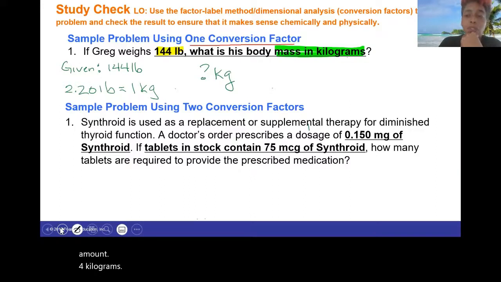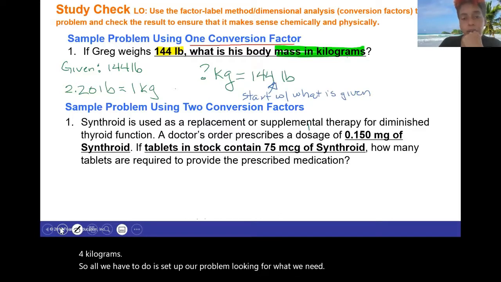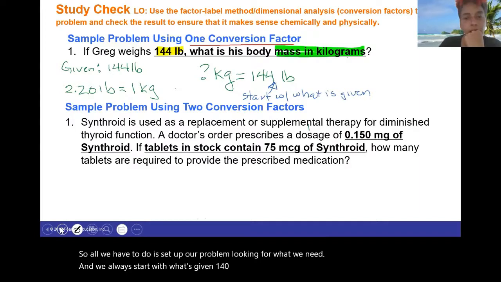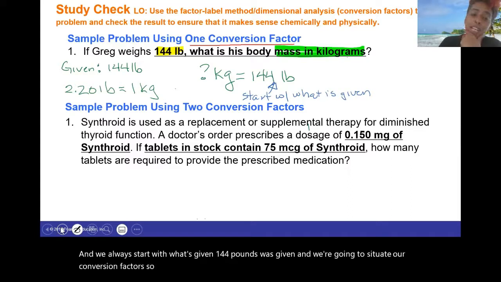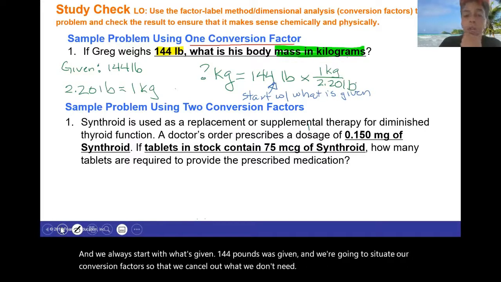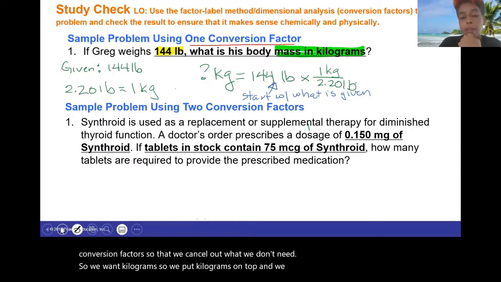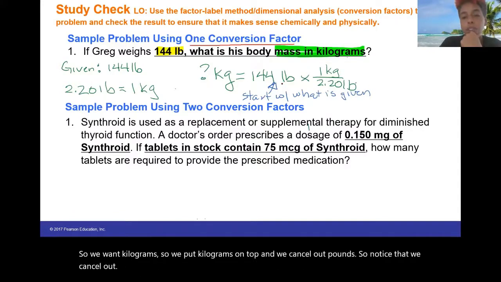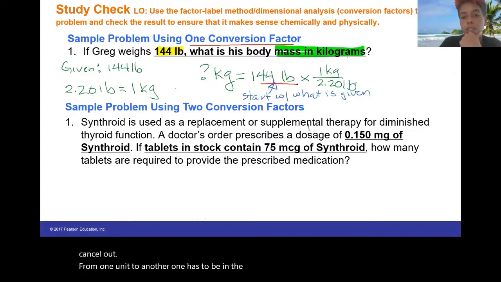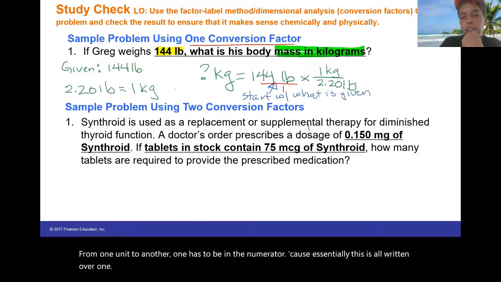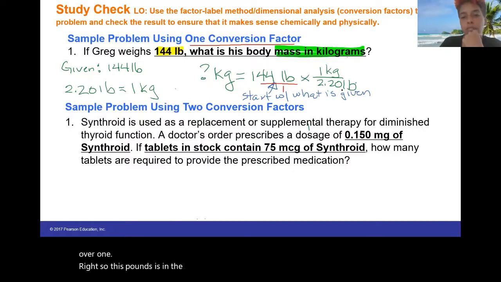So all we have to do is set up our problem, looking for what we need, and we always start with what's given. 144 pounds was given, and we're going to situate our conversion factors so that we cancel out what we don't need. So we want kilograms, so we put kilograms on top, and we cancel out pounds. Notice that we cancel out from one unit to another. One has to be in the numerator because essentially this is all written over 1, right? So this pounds is in the numerator, this pounds is in the denominator, and so we can cancel them out.